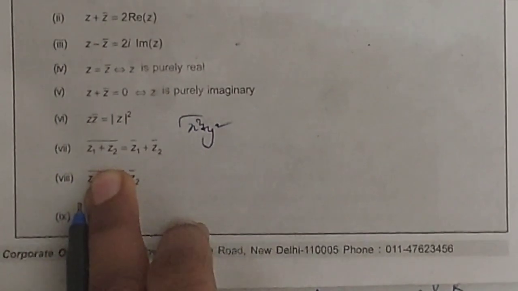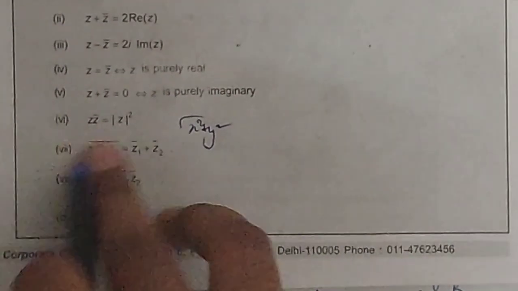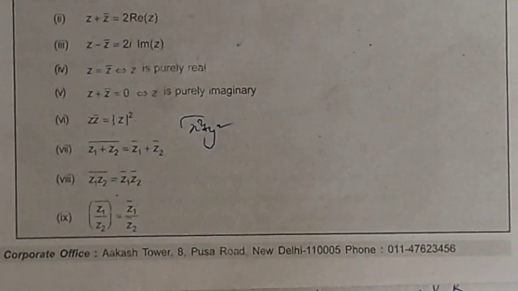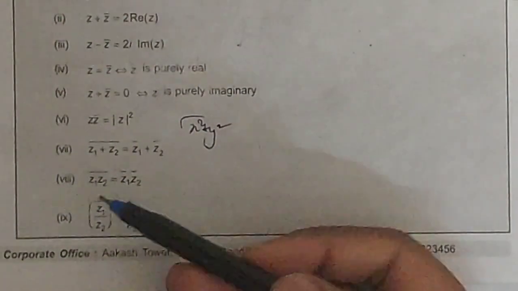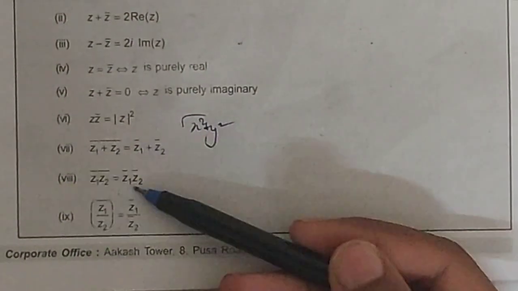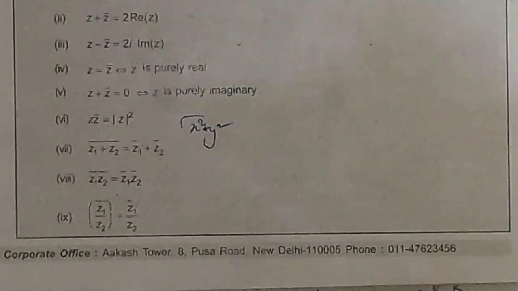The conjugate of z1 plus z2 becomes z1 bar plus z2 bar, and similarly for the product z1 z2. These are the properties you'll use while proving some of the equations or some of the questions.